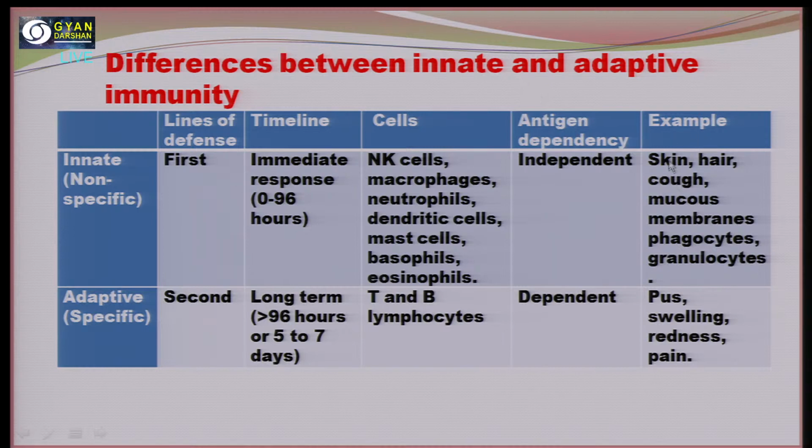Here are examples of innate and adaptive immunity. In the case of innate immunity: skin, hair, coat, mucus membrane, phagocytes, granulocytes. So these are the examples of innate immunity. Here for adaptive immunity: pus, swelling, redness, pain. So these are the examples of the adaptive immunity. So you can differentiate between adaptive immunity as well as innate immunity.